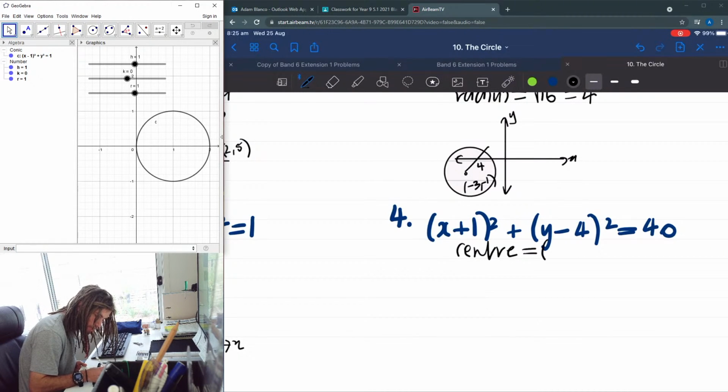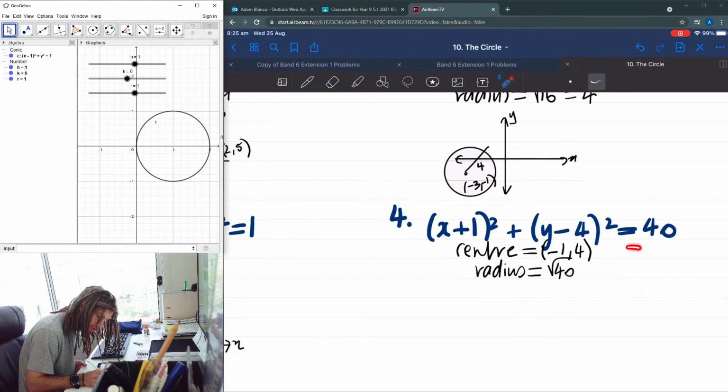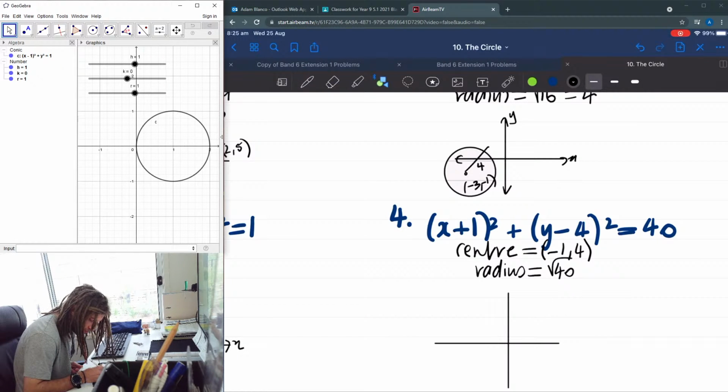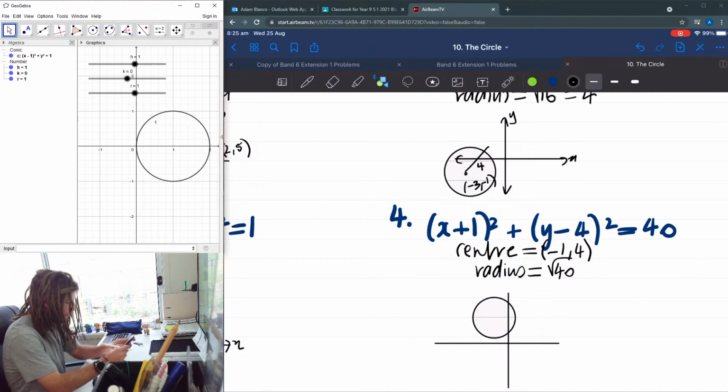That's the center, minus 1, 4. So it's literally just these, but the opposite, so minus, plus. The radius in this case, I want you to leave it like this. Don't simplify it, just leave it as root 40. So I can rewrite this as root 40 squared. Leave it as root 40, because otherwise it just looks kind of weird. Actually, the circle probably looks weirder, to be honest. But minus 1, plus 4. The radius of root 40, which I don't even know, just in terms of scale.